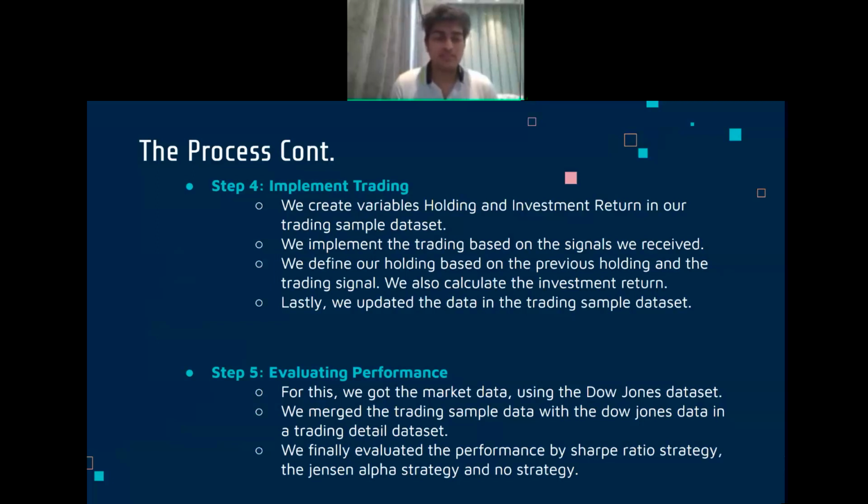And step 5 was evaluating the performance. So we got the market data using the Dow Jones data set for the same date range. And then we merged this data with our trading detailed data set. We finally evaluated using the Sharpe ratio strategy, which we used in mini project 1 and 2. And we also used the Jensen alpha, as well as we went with something called no strategy to just evaluate the performance. And Saul will be discussing it further.